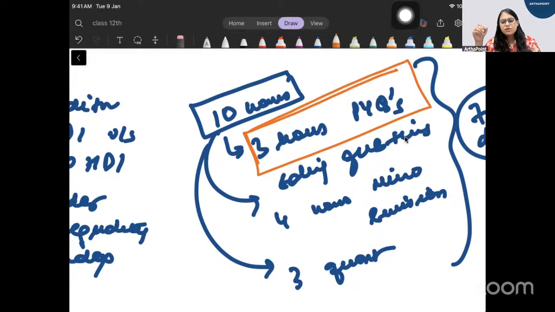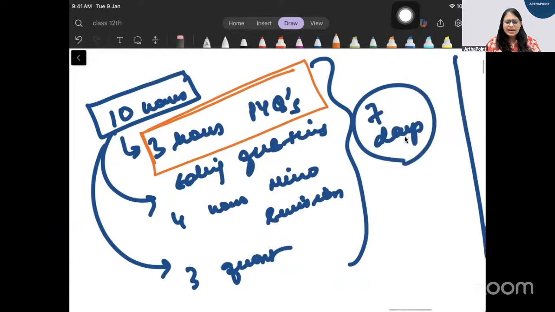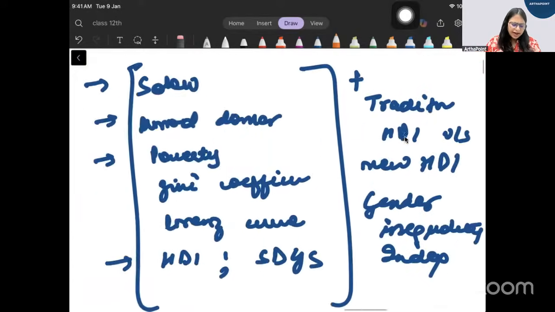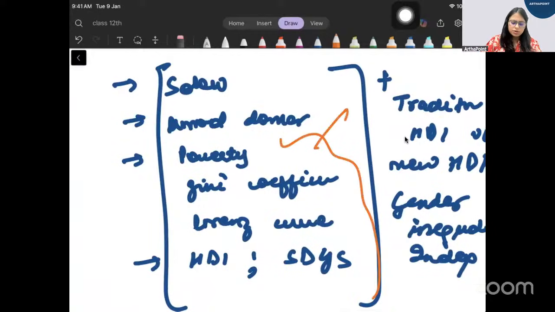In the syllabus PDF only Domar and Solow are given. Yes, because a lot of these things are actually mentioned as part of Indian economy. So if you go to the CUET syllabus, you will find these as part of Indian economy.